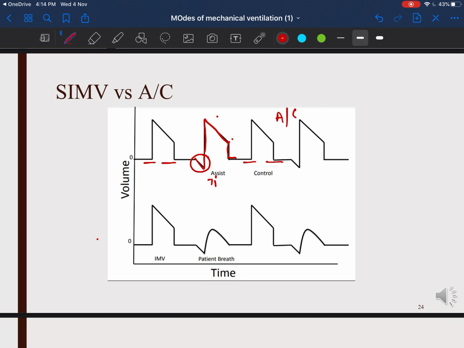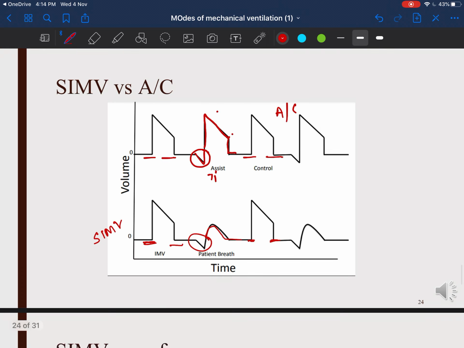In SIMV mode, synchronized intermittent mandatory ventilation, this is a mandatory breath. Why? Because there is no negative deflection. Here there is a negative deflection and the patient has taken a breath in between two mandatory breaths. Did you see that? So, this is an intermittent mandatory mode. Let us not put it as SIMV. This is intermittent mandatory ventilation.